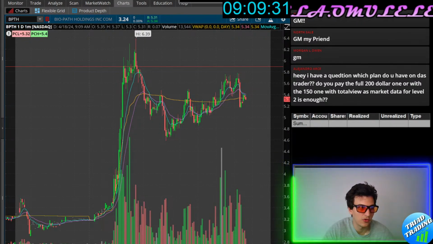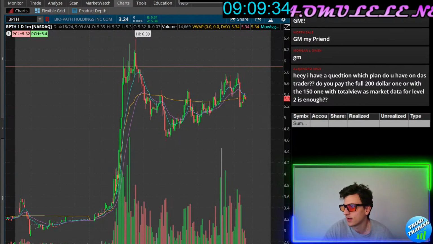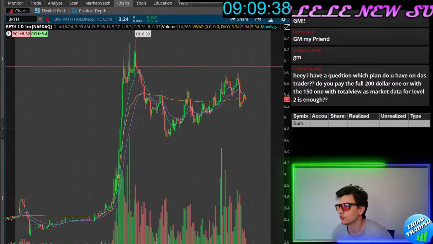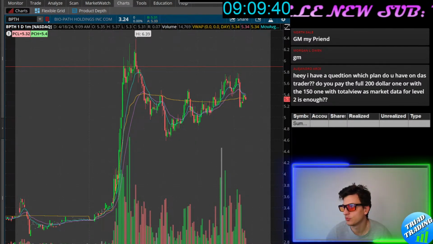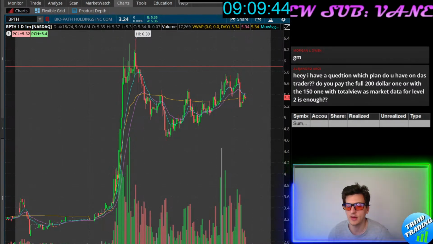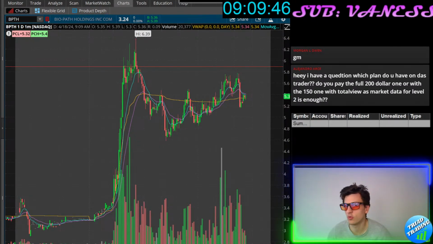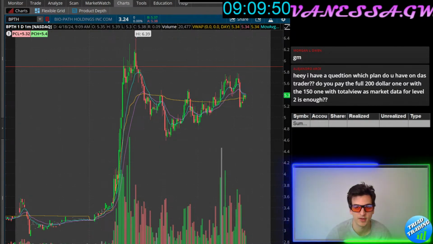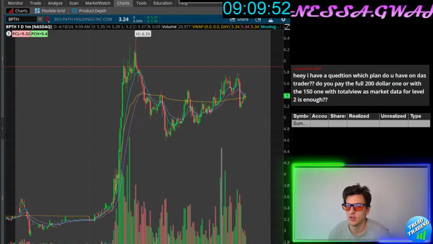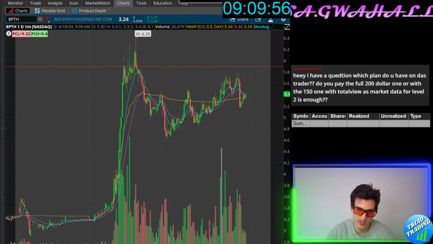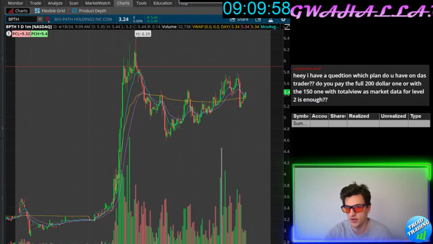I did have the $150 one, which is NASDAQ Total View. However, I found that NASDAQ Total View just gave more noise on the level 2 rather than actual valuable data, because it'll show orders for like 50 shares, 100 shares, 200 shares, which doesn't really impact the market that much. And I found that just using the $120 version was fine.